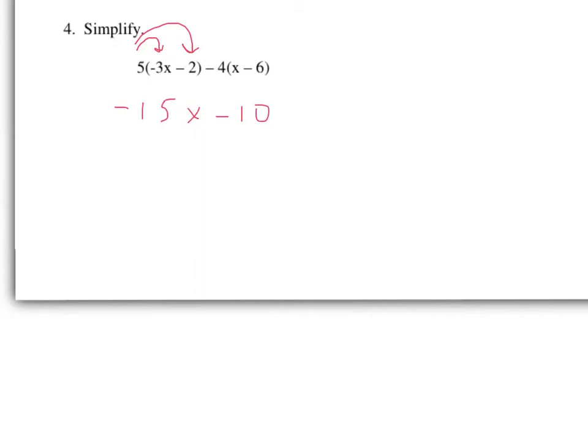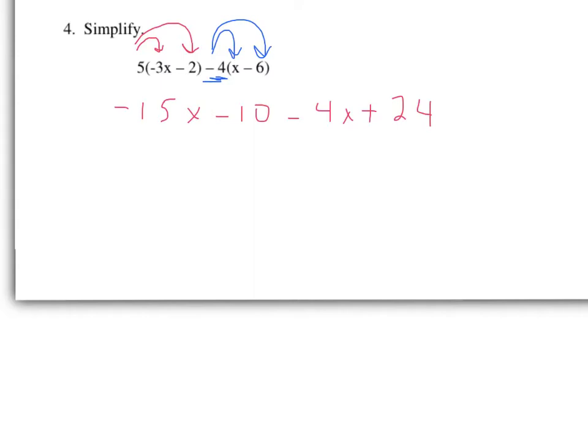Then I need to take this minus 4, and I'm going to distribute this. So instead of looking at it as a minus 4, I'm saying that that's negative 4. So I'm going to take this negative 4 times each of the terms inside of this set of parentheses. Okay. So negative 4 times x is minus 4x, and negative 4 times the negative 6 is positive 24, so we put plus 24.